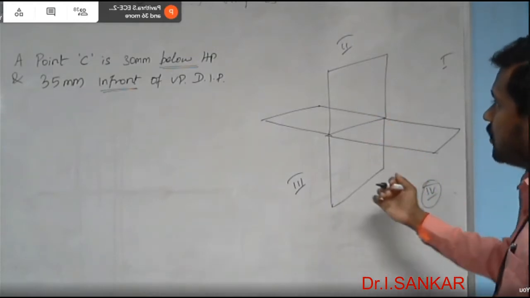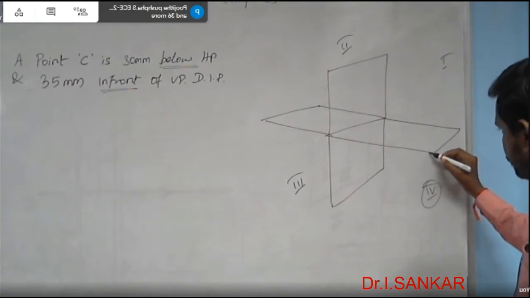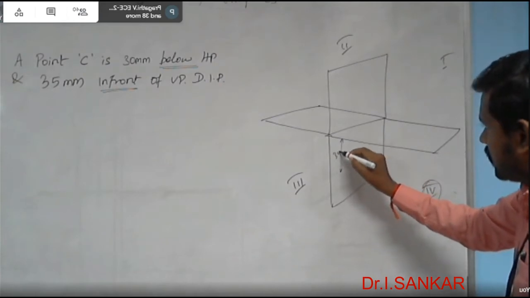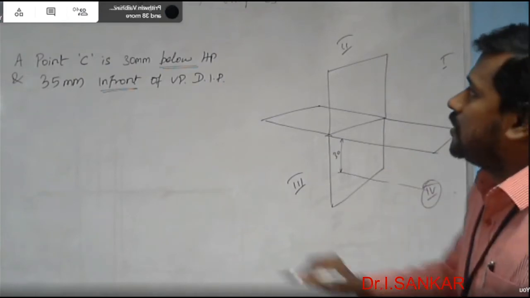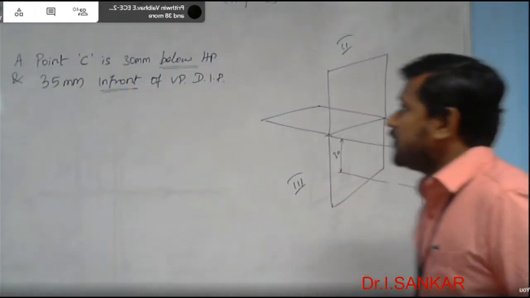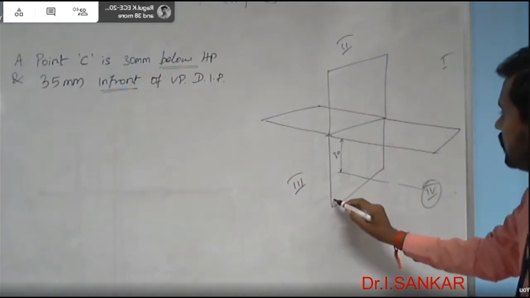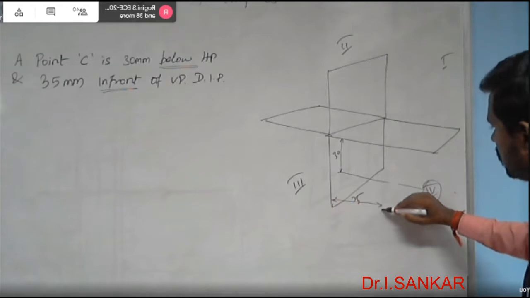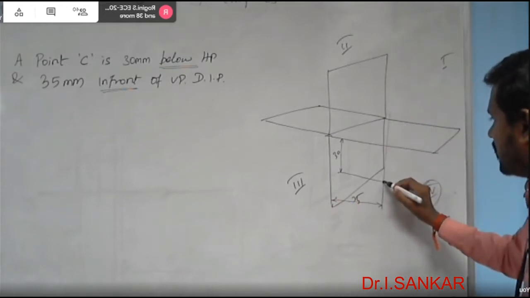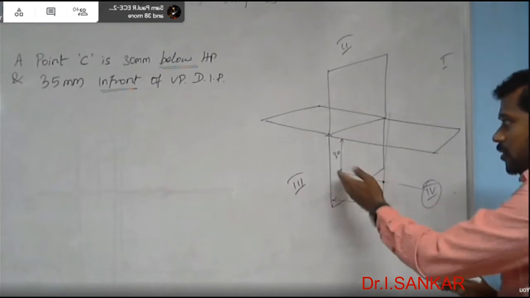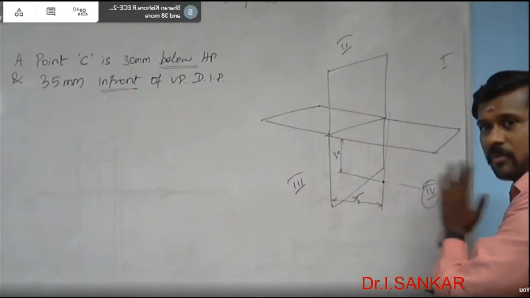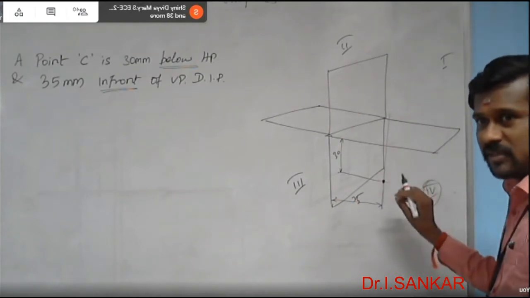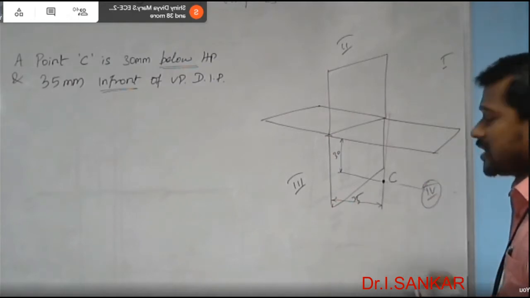How much below the horizontal plane? 30 mm below the horizontal plane. And 35 mm in front of the vertical plane. So exactly the point is located here. The point is 30 mm below the horizontal plane and 35 mm in front of the vertical plane. Here the point is located. For your convenience, I am marking it with a little bigger size. The point is capital C.